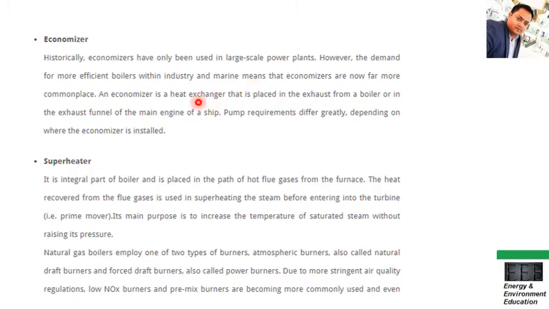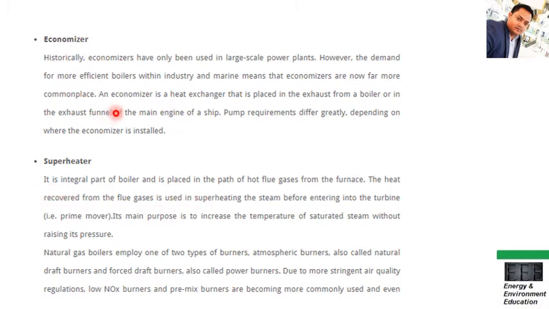So if you are using the extra heat of the flue gas to preheat the air before it enters the boiler or the combustion chamber, friends, in that case the preheating of air is used, then it is called the air preheater, and if the preheating of water is done, then it is called the economizer, friends. And also if the reheating of the steam is done, it's called a superheater.